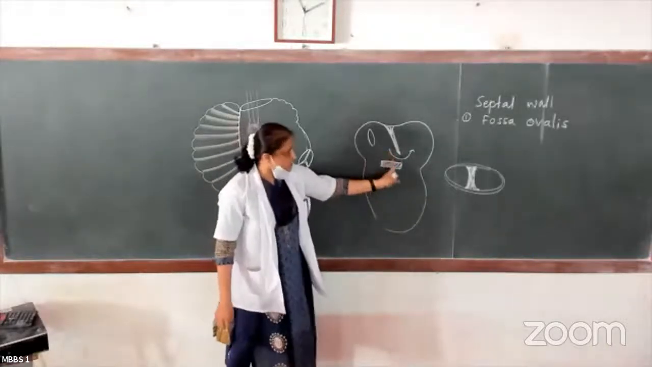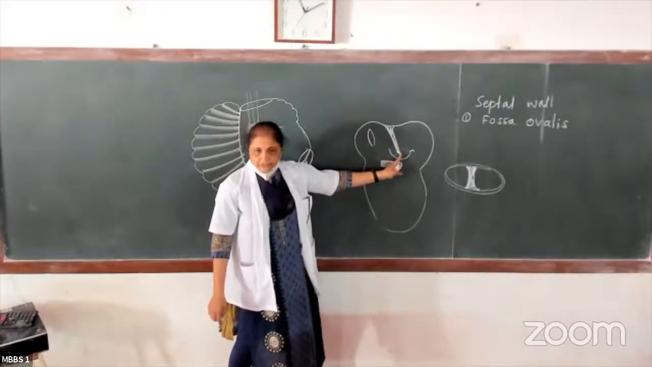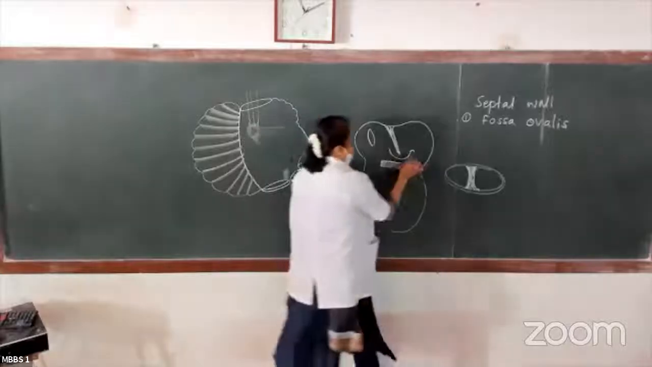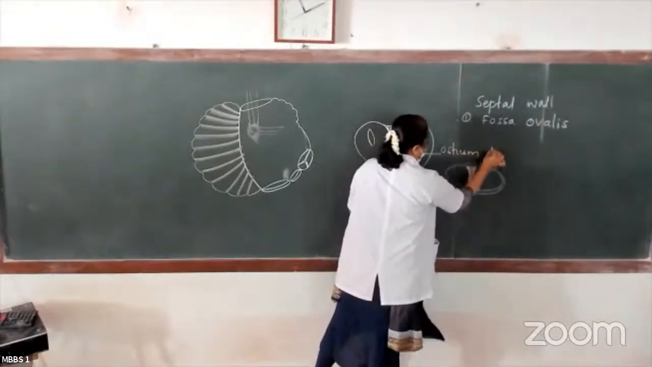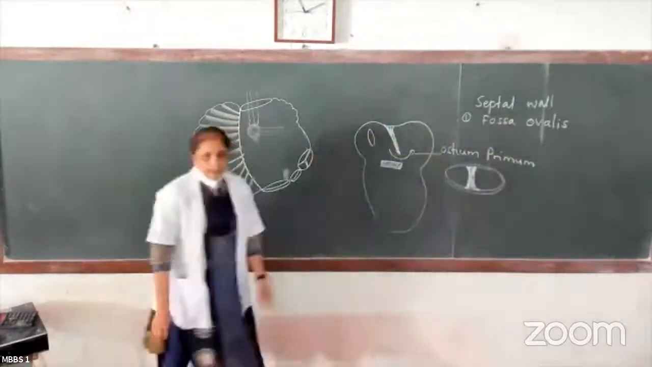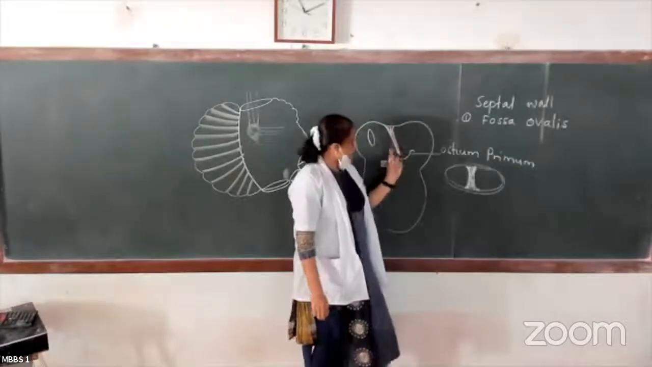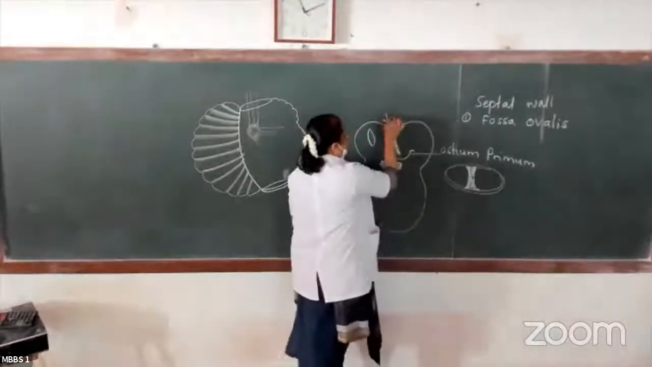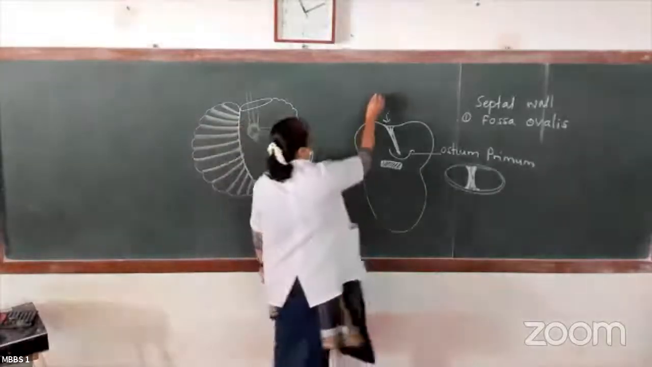Now, this opening, which is present at the inferior aspect of the septum, is called the ostium primum. Ostium means opening. So this is called the ostium primum. And the septum is extending from the roof of the common atrial chamber towards the atrioventricular endocardial cushion.